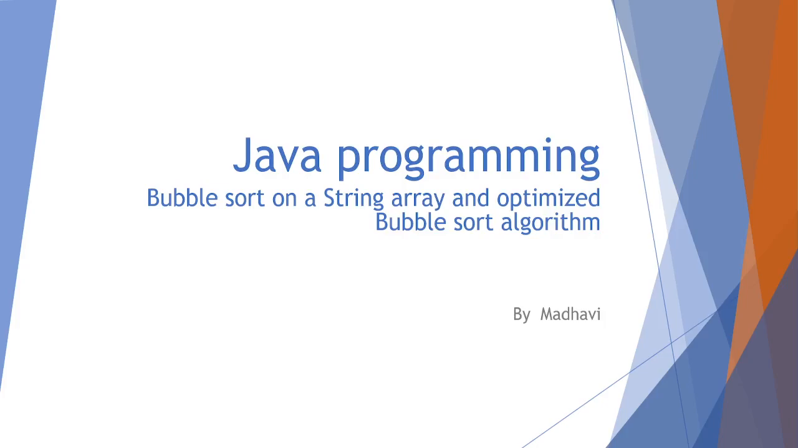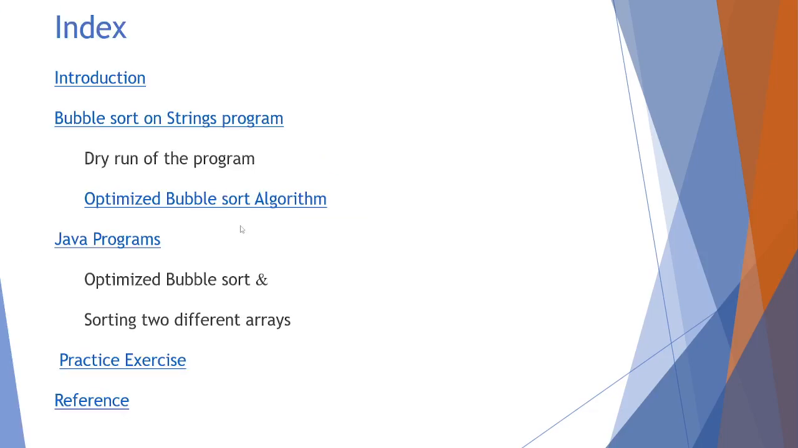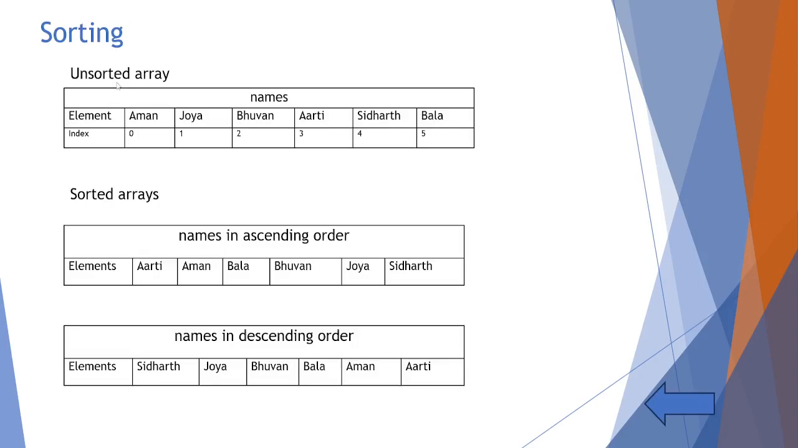In this video, I'll discuss bubble sort on a string array and the optimized bubble sort algorithm. Let's see the contents: introduction, bubble sort on strings program, dry run of the same program to appreciate the optimized bubble sort algorithm, Java programs using the optimized bubble sort algorithm and sorting two different data type arrays, and a practice exercise. Let's start. Unsorted array: names is the array name: Aman, Zoya, Bhuvan, Arti, Siddharth, Bala.